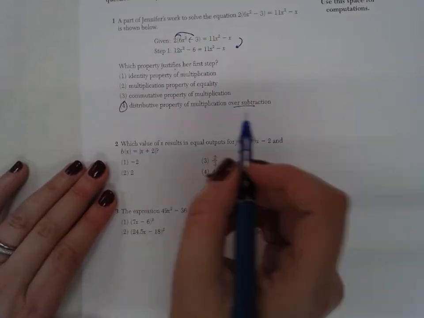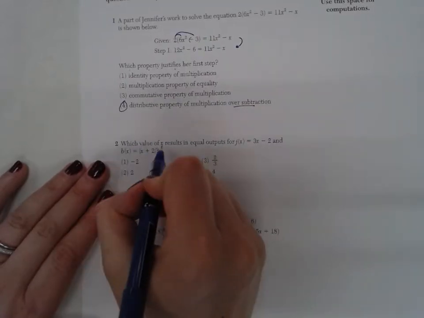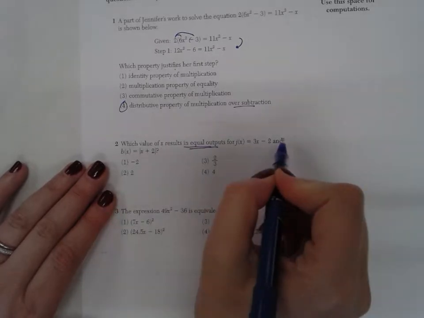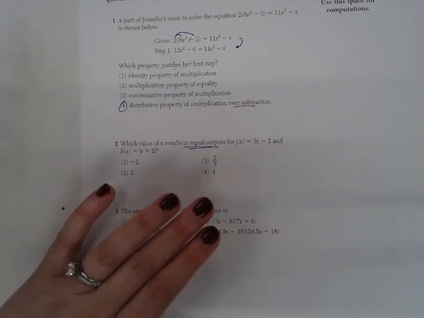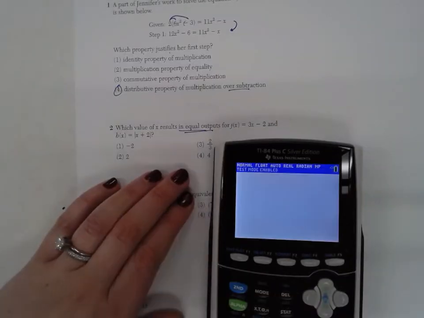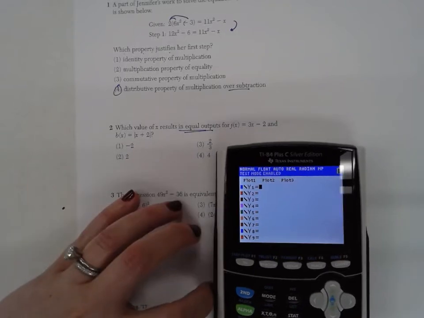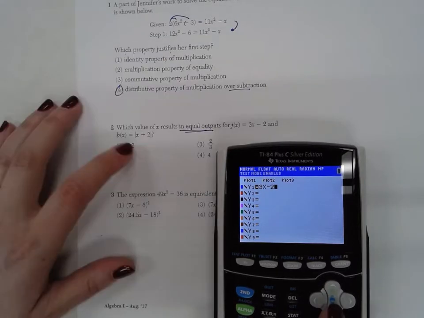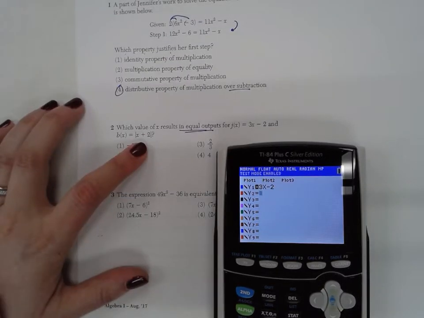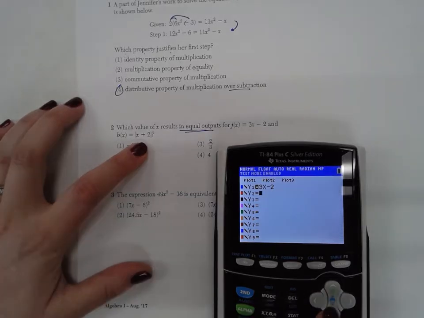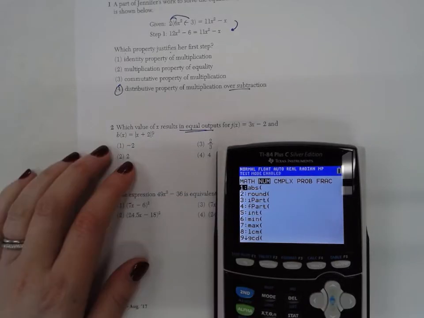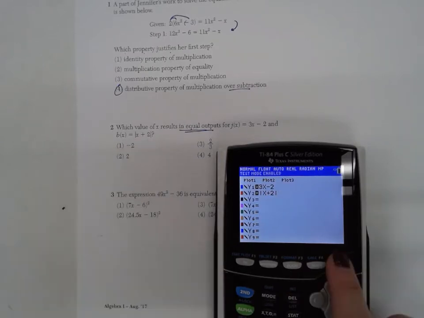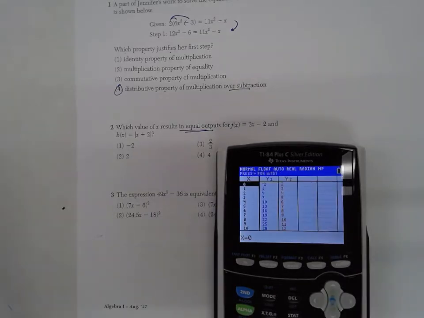For question 2, which value of x results in equal outputs for j of x and b of x? What I'm going to do is on my calculator, go to y equals and type in these two equations. The first equation I'm going to type in is 3x minus 2. The second equation I'm going to type in is the absolute value, so math, go over, and type in x plus 2. I'm going to go to the table and figure out what's going on. I want the same output.